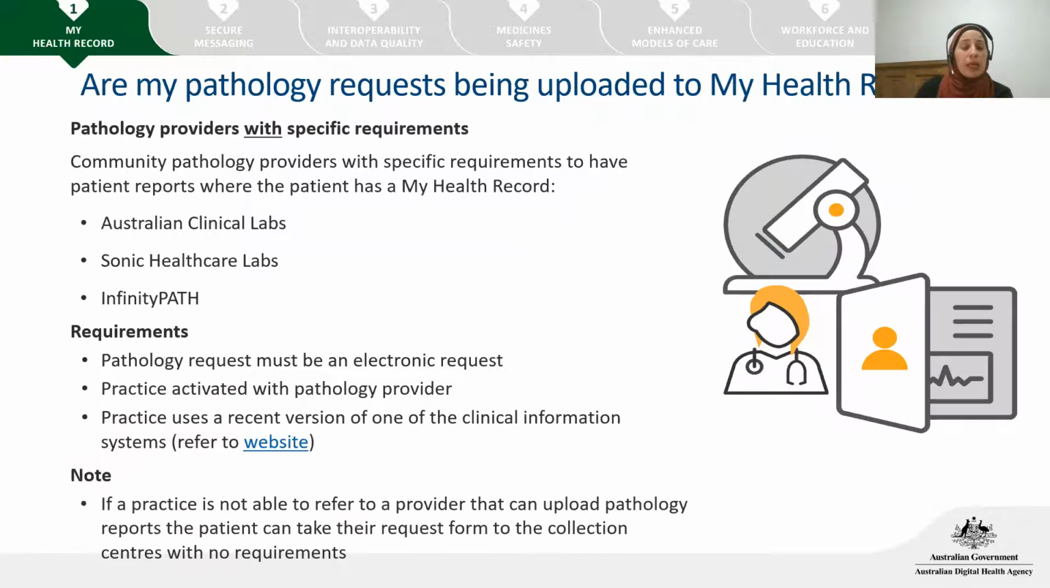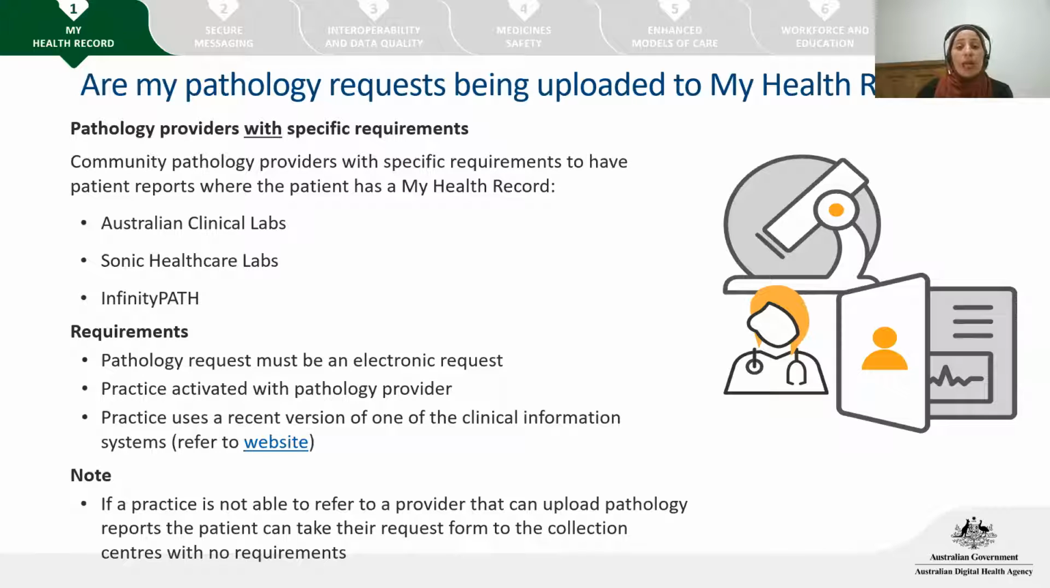So we'll have a look here at the pathology providers that do have requirements in place before they will upload results to a patient's My Health record. These providers require that the requesting practice is activated for e-requesting with the pathology provider. This means that the practice will need to contact the pathology provider and ask to be enabled for e-requesting. The other requirement is that the pathology request must be an e-request, so it must have the barcode on it. And it needs to be generated from a compatible version of software, which we'll also see in the next slide.